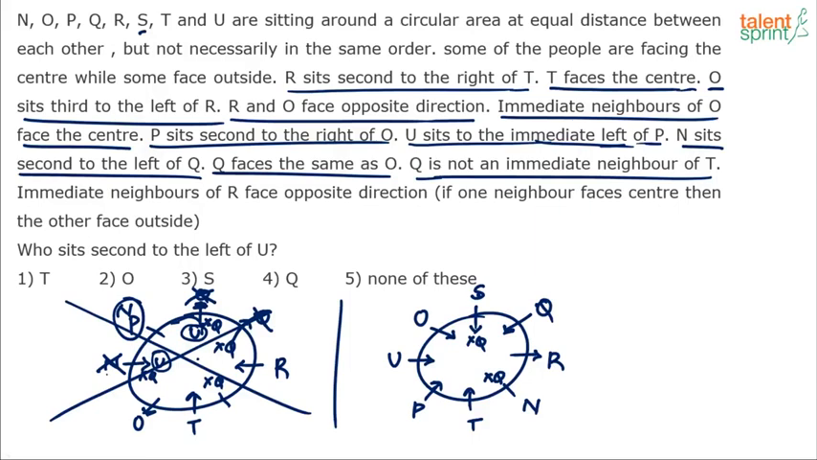All the positions have been fixed, right? Now what's the last point? Immediate neighbors of R face opposite direction, which means if Q is facing center, N should be facing outwards. Done. All the persons have been marked. All the directions have also been marked, right? So if you start from T in the clockwise direction, we have T, P, U, O, S, Q, R, N. And what's the order? I think all of them are facing center except R and N. R and N are facing outwards. All others are facing center. Q, S, O, U, P, T. All are facing center. So that's the final arrangement.